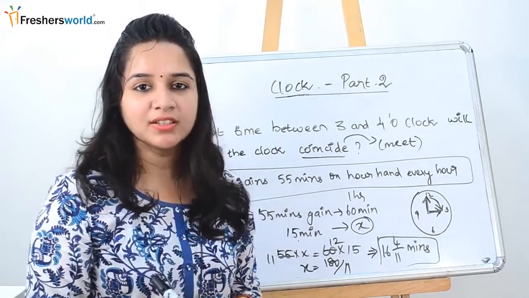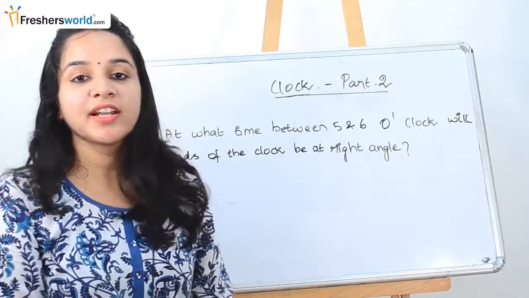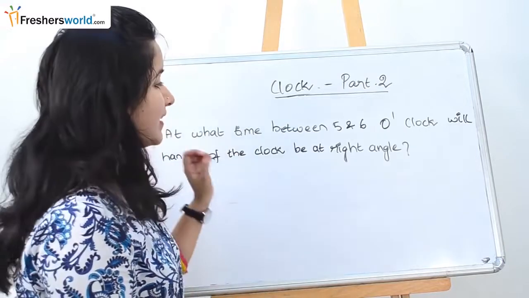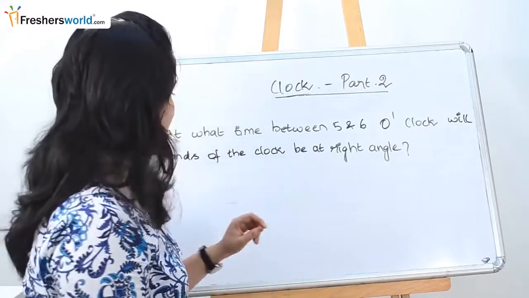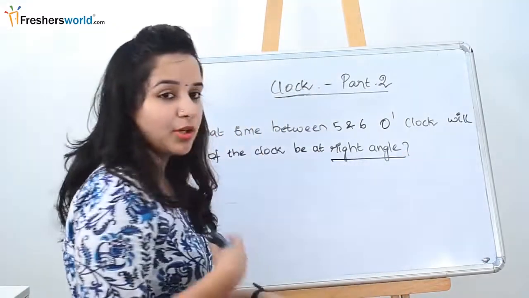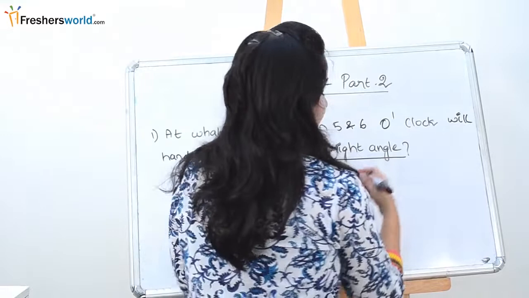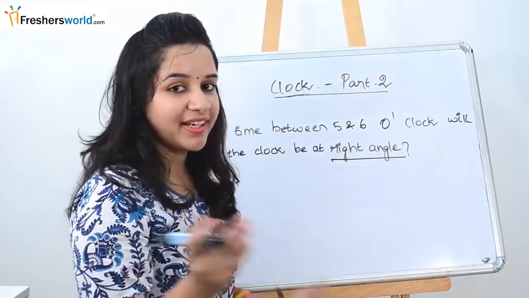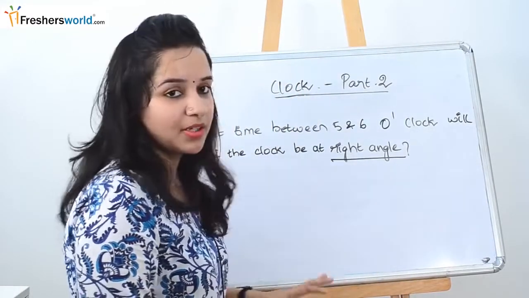Let's solve another sum to understand this concept better. The next question that they have given is, at what time between 5 and 6 o'clock will the hands of the clock be at right angle? What are the other ways they can ask? They can ask when they are perpendicular or when they are at 90 degrees. These are the various ways of asking this similar question.